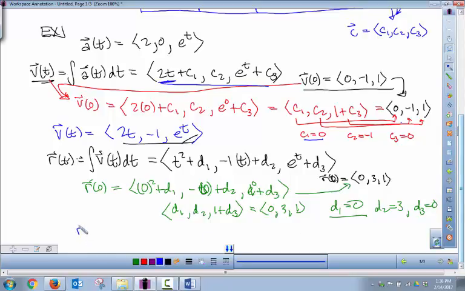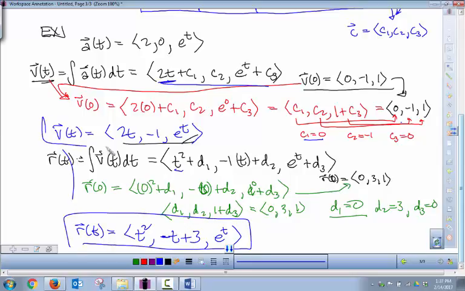And so we have our position function, which is t squared plus d1, that's 0. We have negative 1, negative t plus 3. And we have e to the t plus 0. And so if we did it right, it should be the same as the example that we started with. So this is just plugging formulas in.